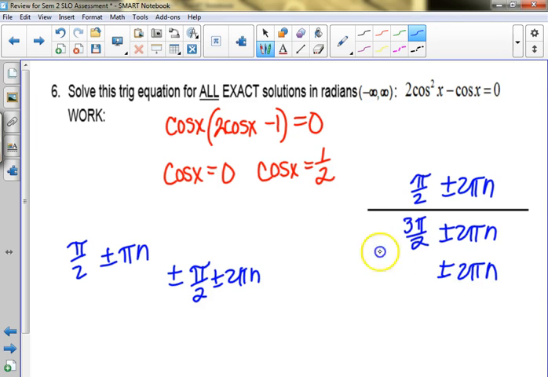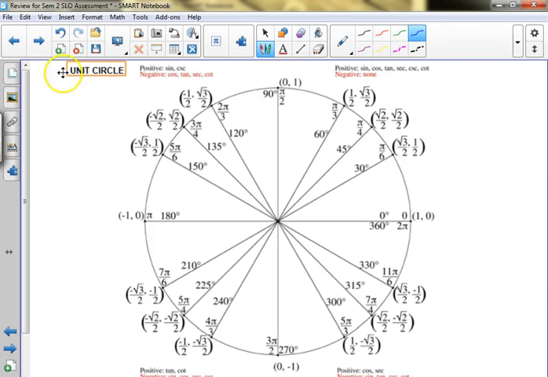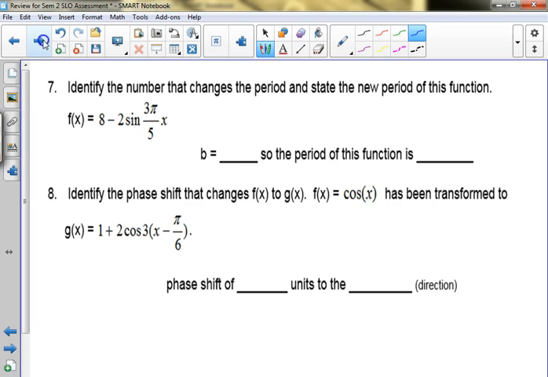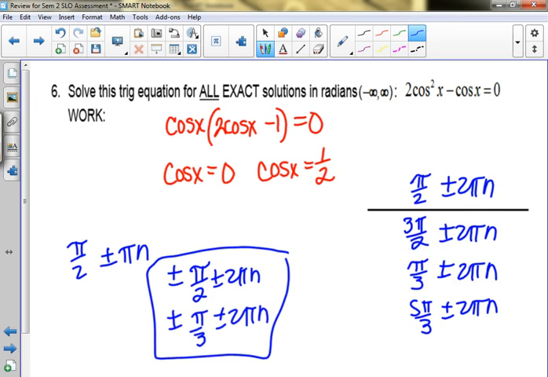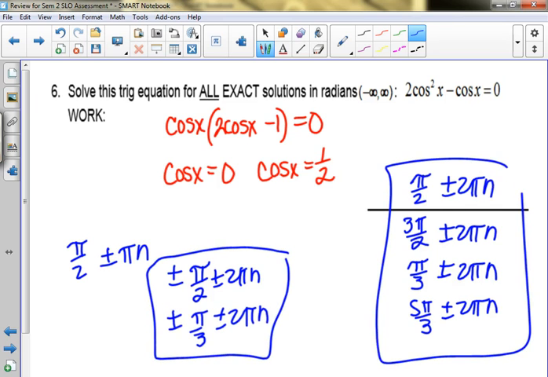What about cosine is 1/2? Cosine is 1/2. Pi over 3 and 5 pi over 3, which you could list pi over 3, 5 pi over 3, or you could have said plus or minus pi over 3, plus or minus 2 pi n. Okay, so there's a shorter version, but this will work for me. Questions?